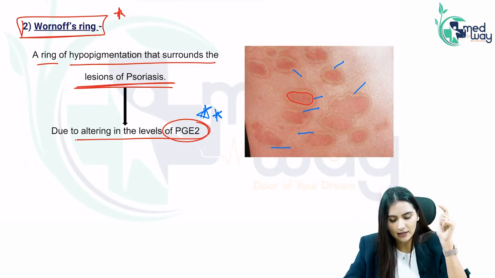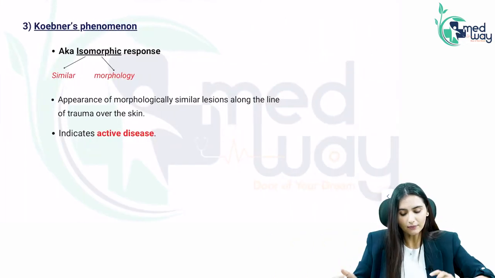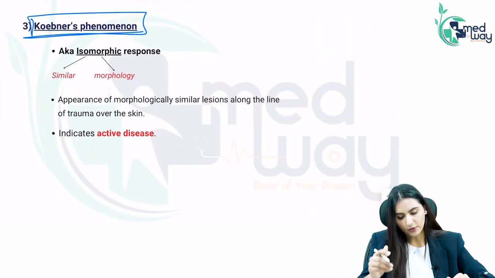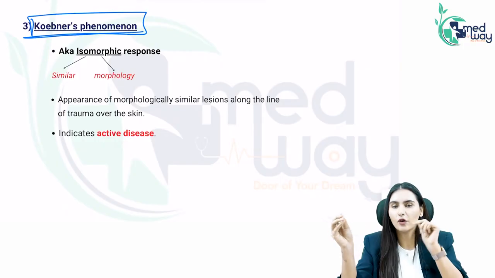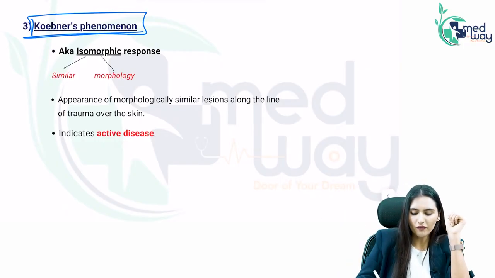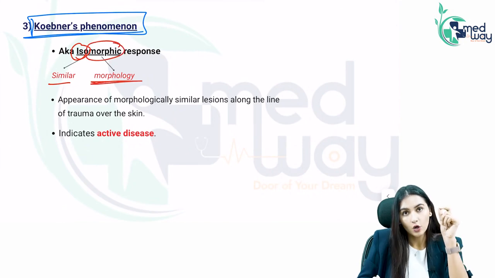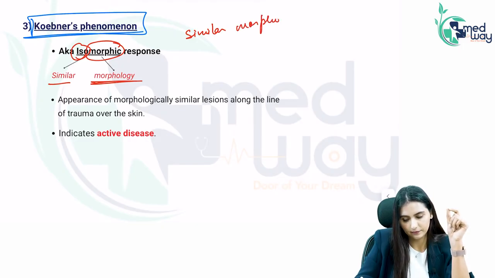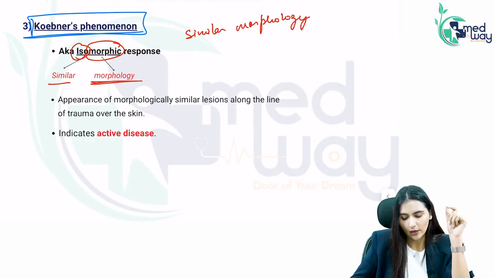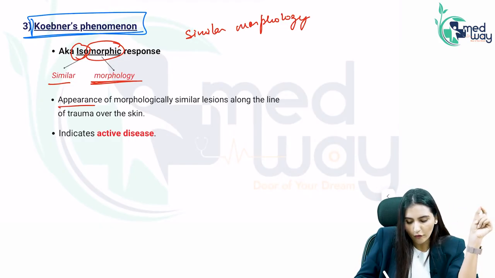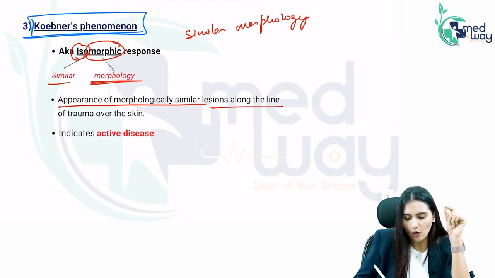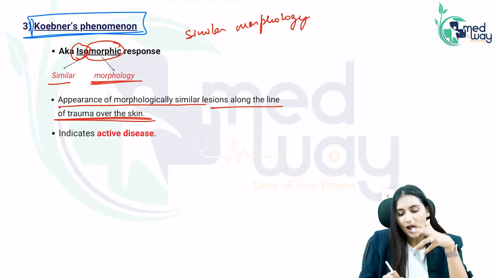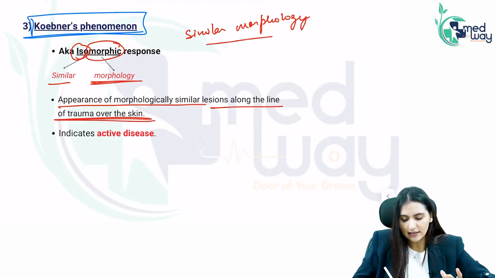So we saw Auspitz, we saw Woronoff. Now, there's something called Koebner's. What is Koebner's? It is called the isomorphic phenomenon. Isomorphic means iso means similar and morphic means morphology. So similar morphology is being repeated. It is the appearance of morphologically similar lesions along the line of trauma over the skin. And what does it indicate? It indicates that the disease is active.